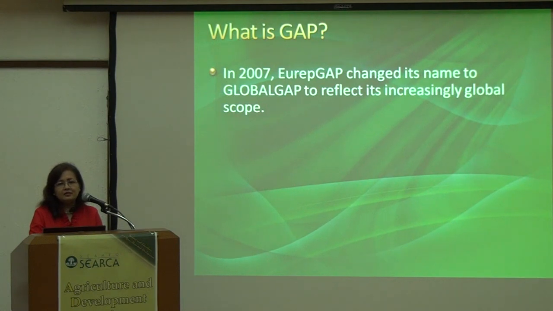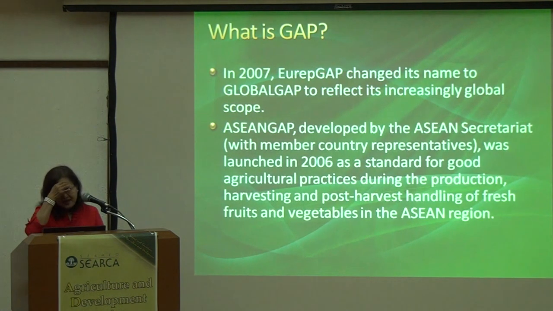10 years after that, EuroGAP became Global GAP to reflect the intrinsically global scope of this standard. Then the Asian region developed its own code of practice through the ASEAN Secretariat, and they call this ASEAN GAP, and this is also for fruits and vegetables.